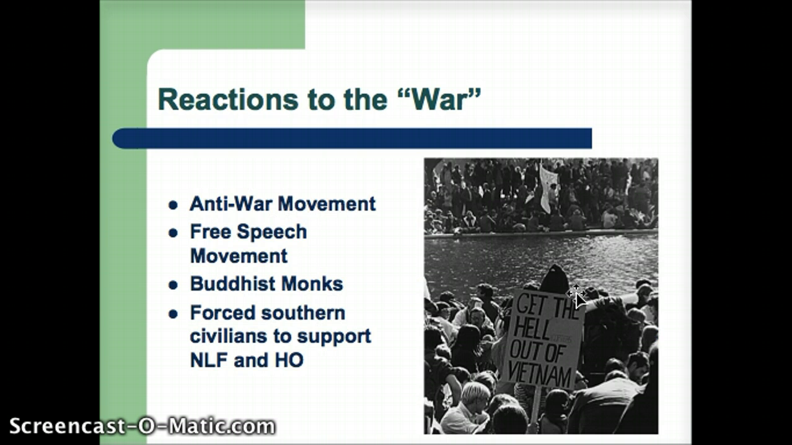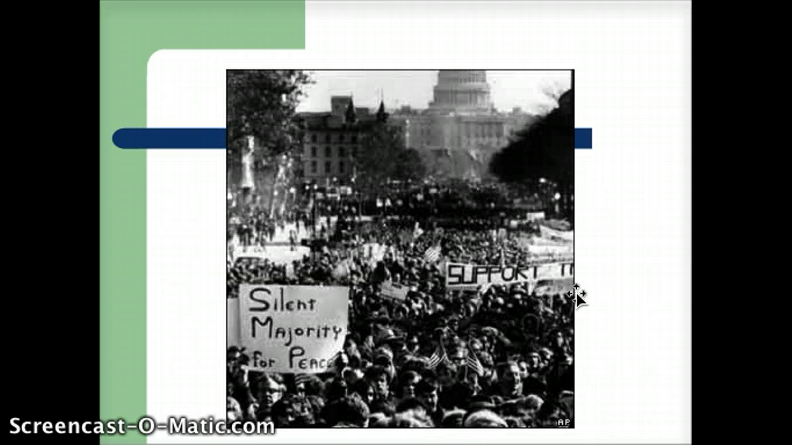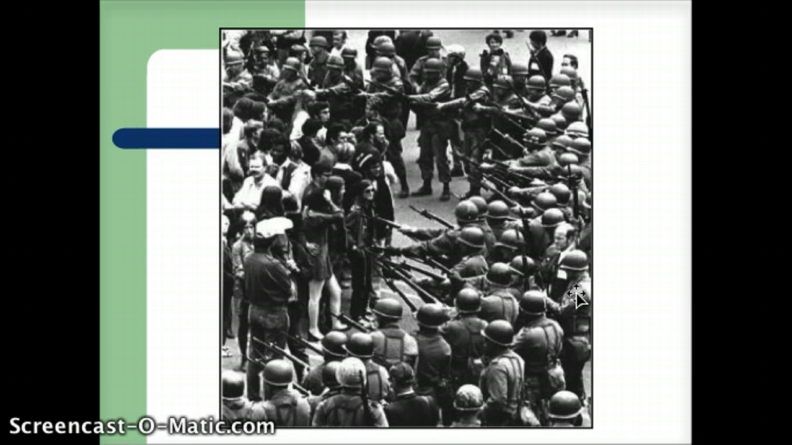As a result of this war, as I said, it is unpopular. When America goes to war, you have this huge group of young people, college kids, women, who go on this rant of an anti-war movement. And the anti-war movement is not just your normal protest. This is a protest that lasted for years, and it many times became violent. They really pushed the freedom of speech movement. Buddhist monks were attacked, and they forced Southern civilians to support the NLF, and Ho wanted to get our troops out. Here's an example of a protest, and they're called the silent majority. You'll hear the silent majority a lot throughout this entire lesson about who these silent majority people are. Here's an example. Pause the video and take a note.